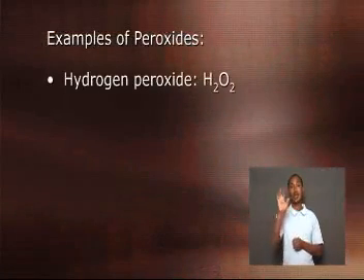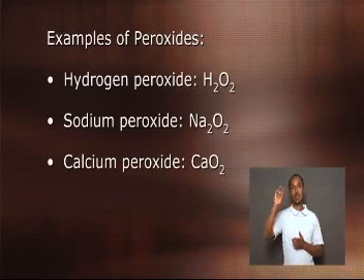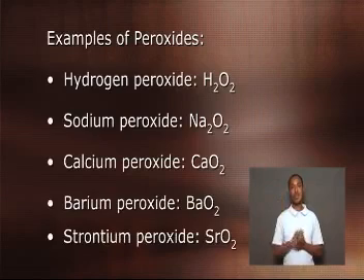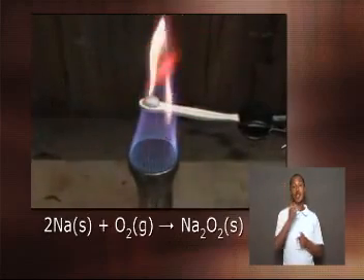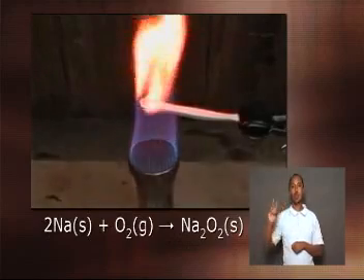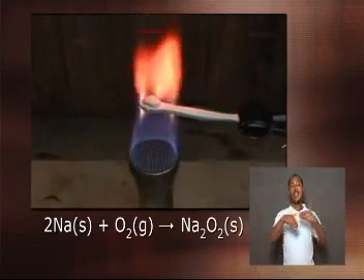Students, can you think of any peroxides? You might be thinking of hydrogen peroxide, sodium peroxide, calcium peroxide, barium peroxide, or even strontium peroxide. Most peroxides of metals, such as sodium peroxide and calcium peroxide, are formed when the metal is burned in the presence of a sufficient amount of oxygen. Peroxides are powerful oxidizing agents. They react with different substances by losing oxygen.